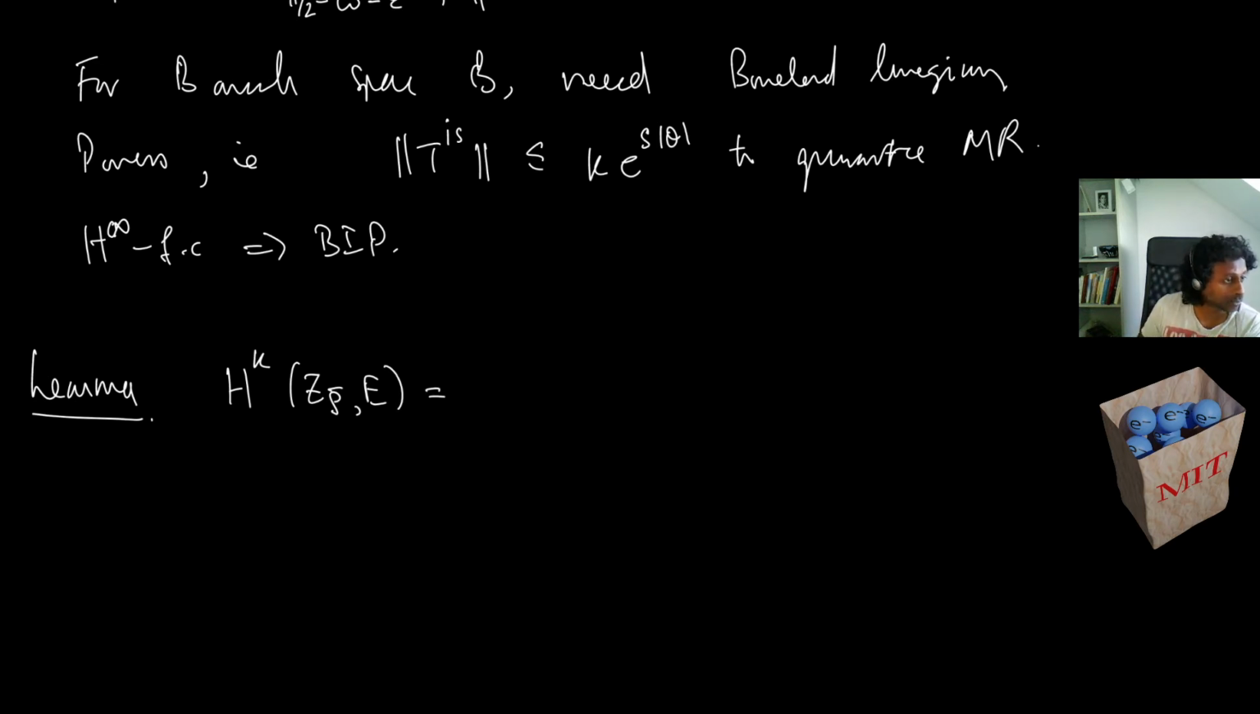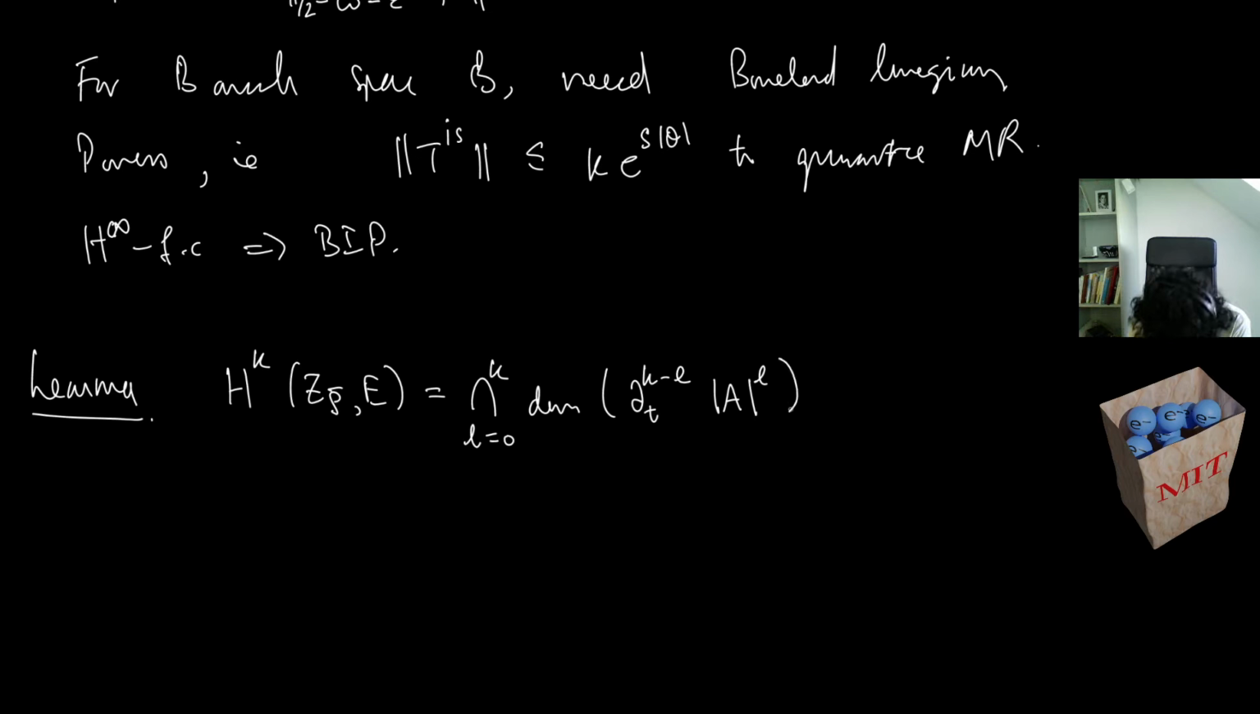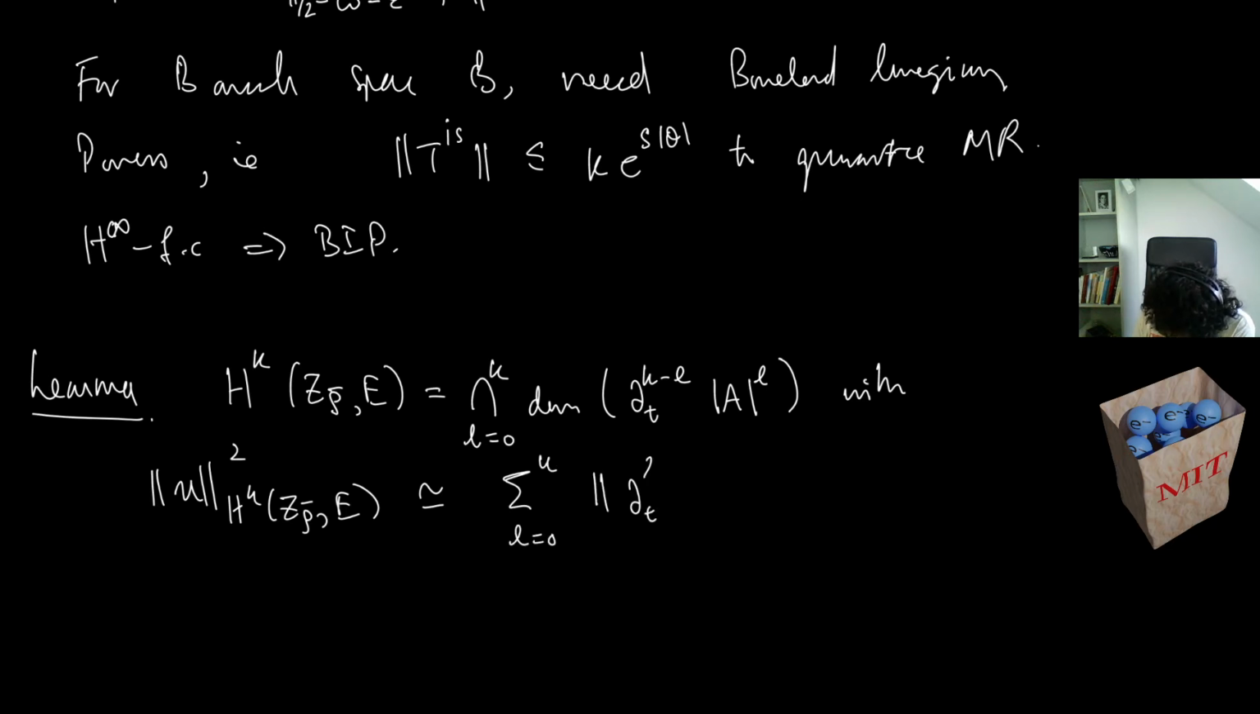This is equal to the intersection over l equals 0 to K of the domain of the operators partial t to the K minus l, modulus A to the l, with the Sobolev norm squared being comparable to the sum over l equals 0 to K of the norm of partial t to the K minus l, modulus A to the l of u, squared.